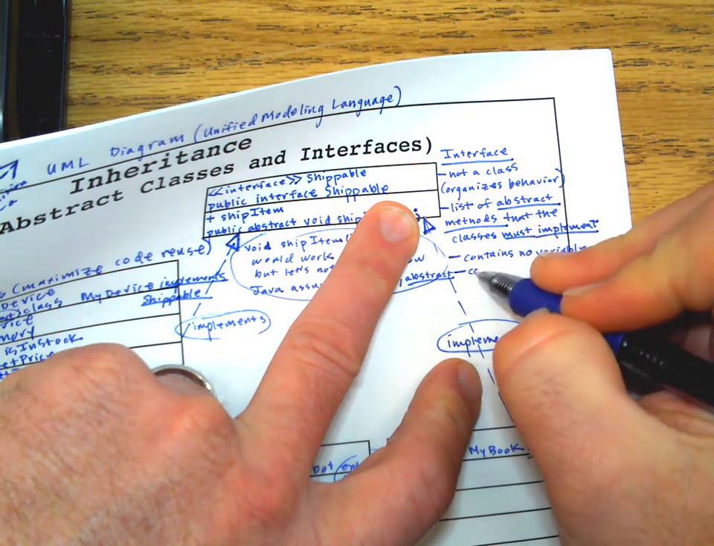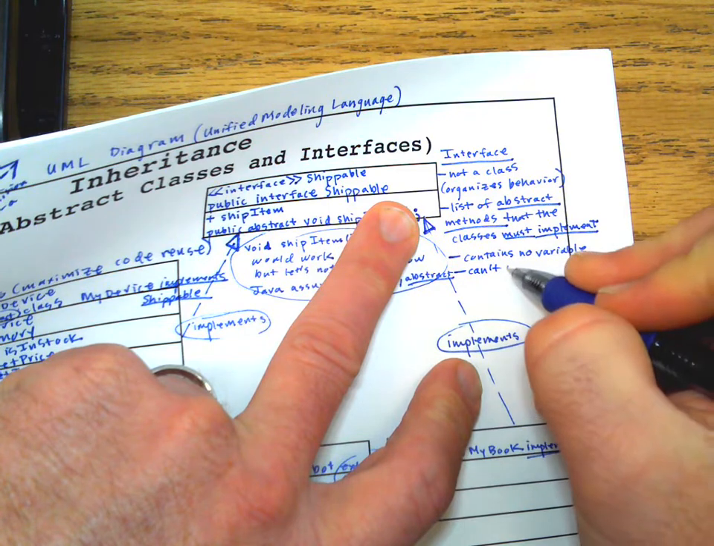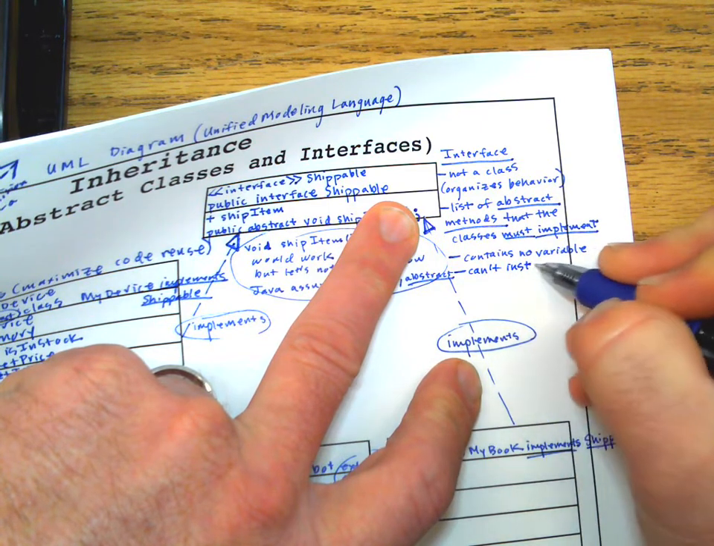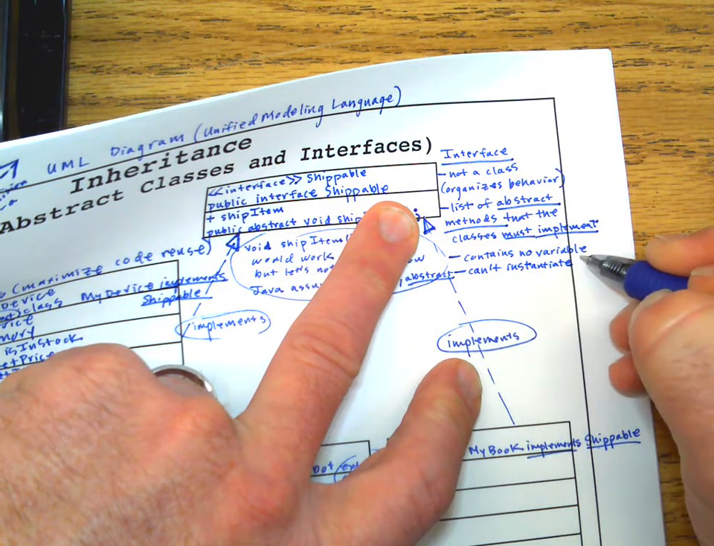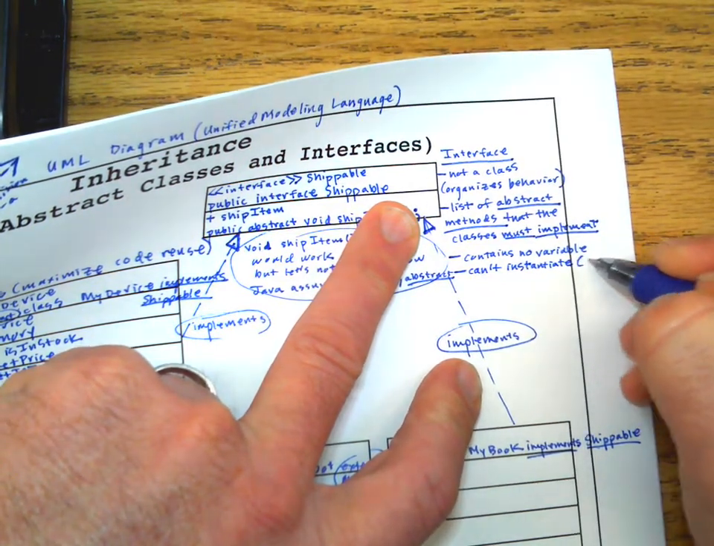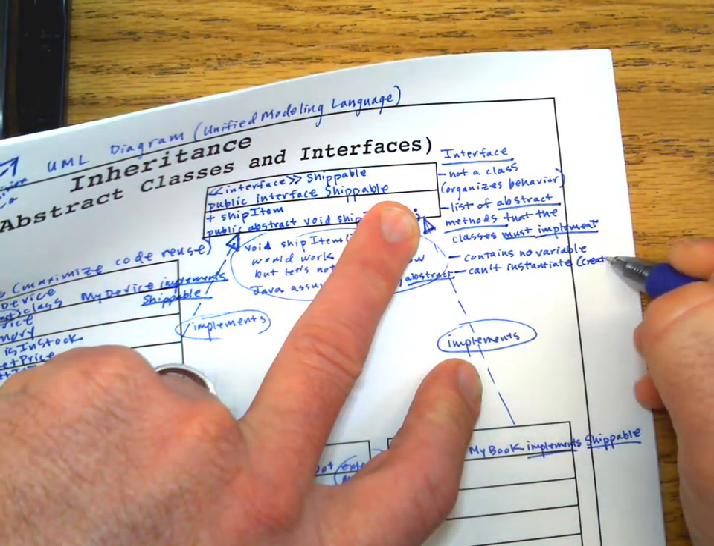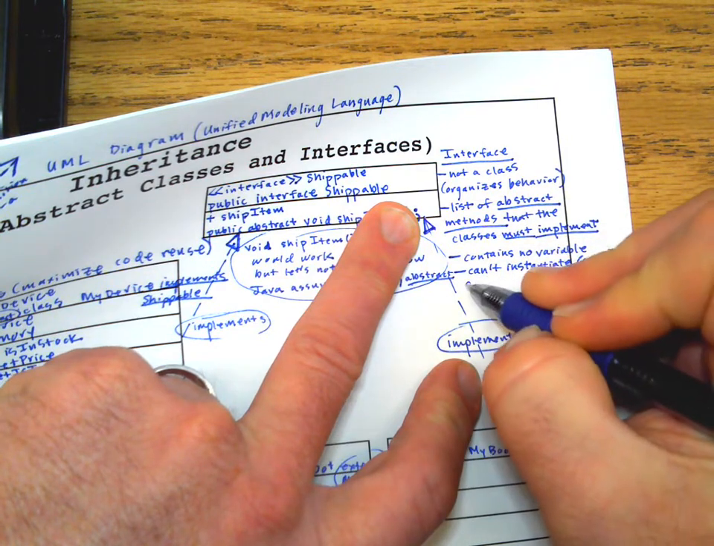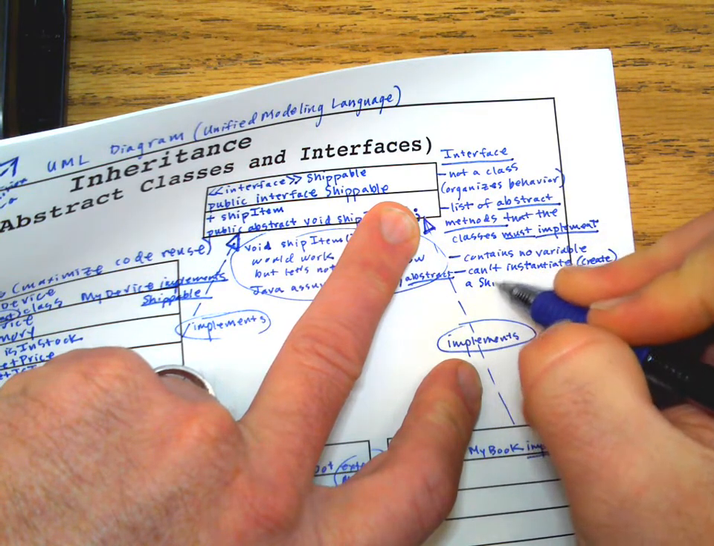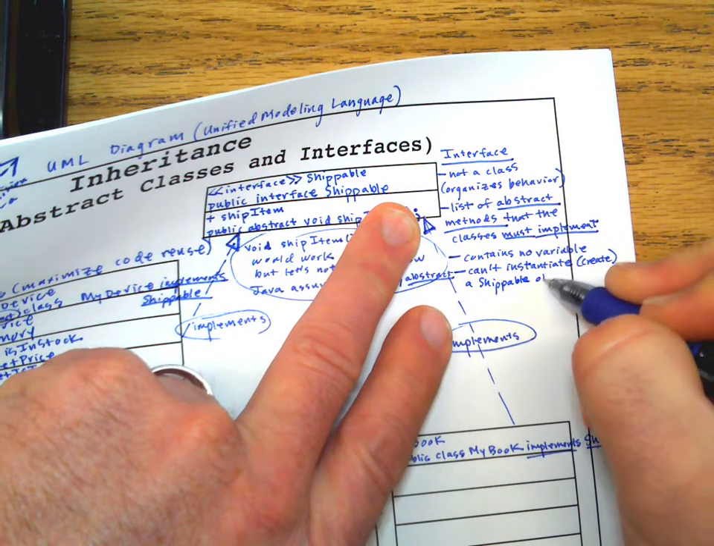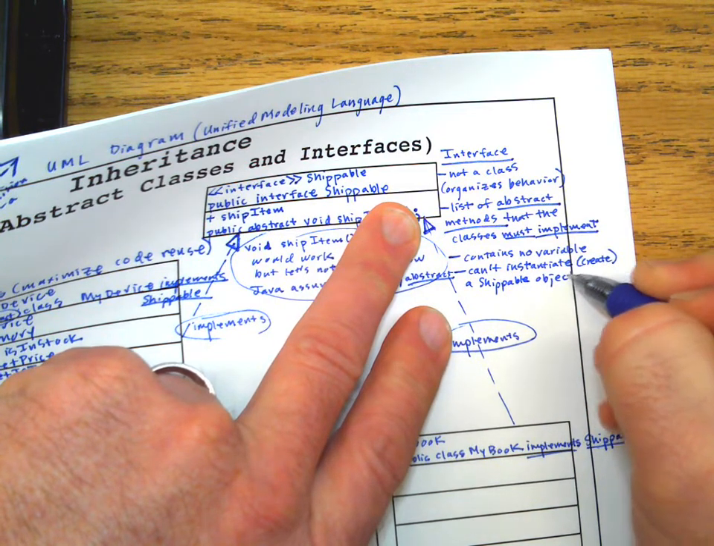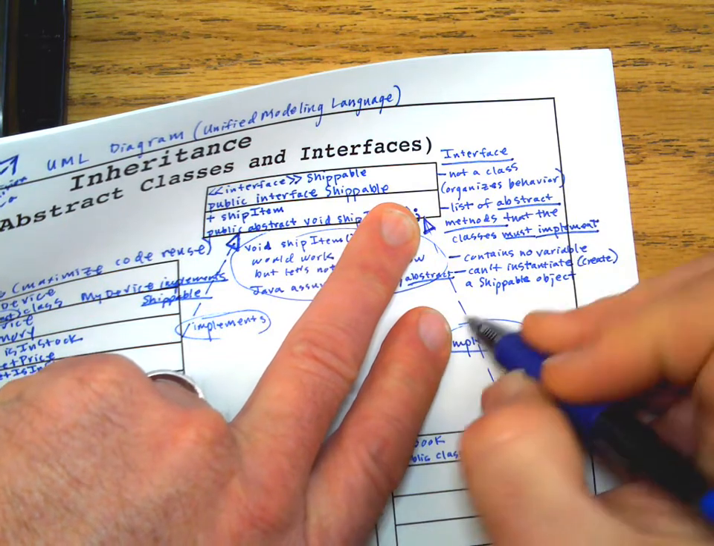You can't instantiate one of these. Instantiate is a fancy word for create one, construct one. You can't instantiate a shippable object. Okay, you can't say new shippable ever.